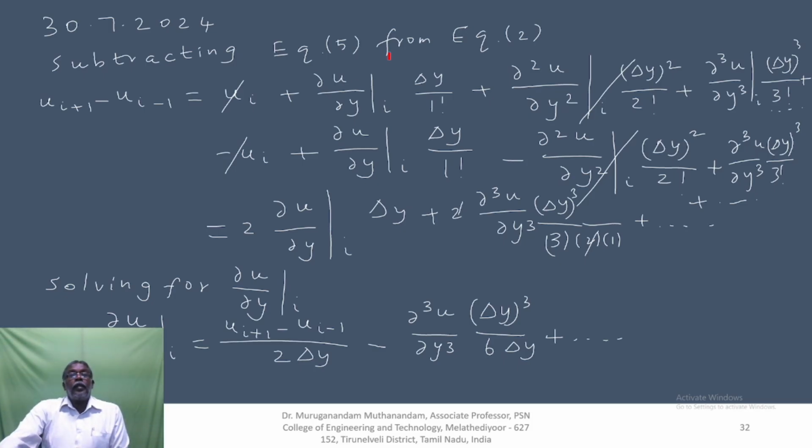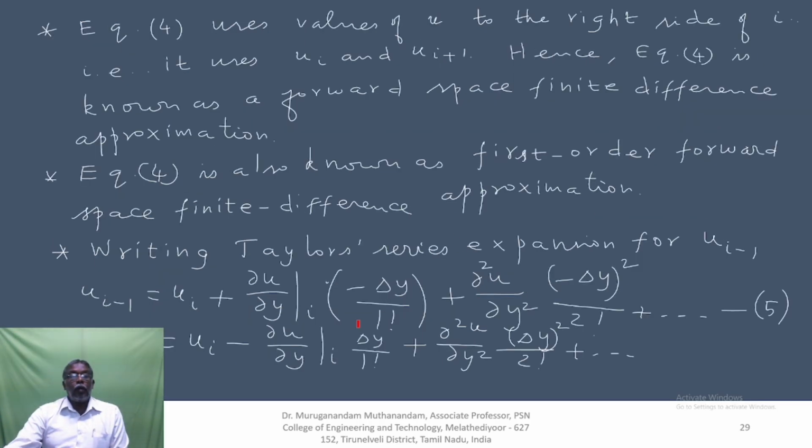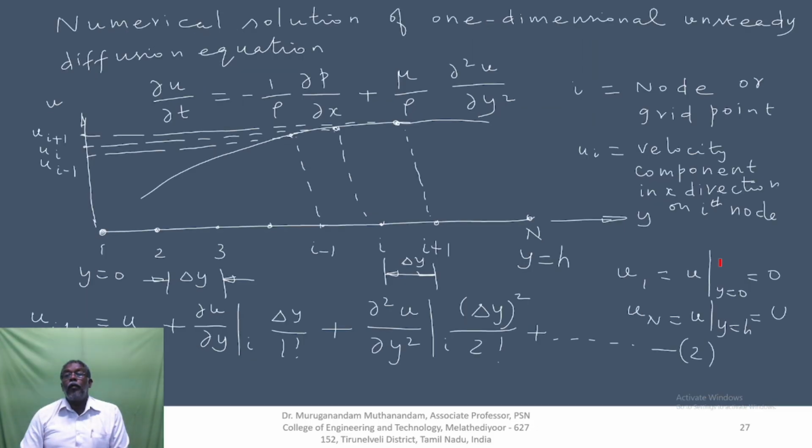Now subtracting equation 5 from equation 2. Now I am subtracting equation 5 from equation 2, which we have written using Taylor series expansion for u_{i+1}, using the I plus 1 term and the I term.